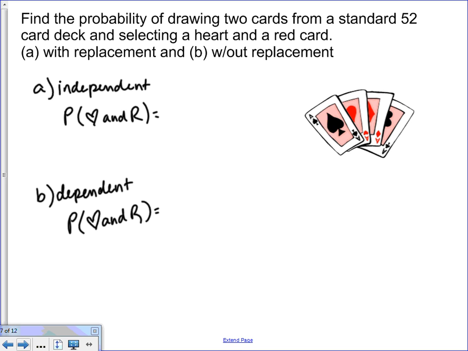Based on what I read in example number 2, part A and part B are asking for two different types of answers. One where the events are independent, I replace the card, and one where the events are dependent, I don't replace the card. So we kind of shared out some things. The number of hearts is 13, the number of red cards is 26. For part A, if we want to pull the probability of a heart and a red card, what's the probability of pulling a heart?